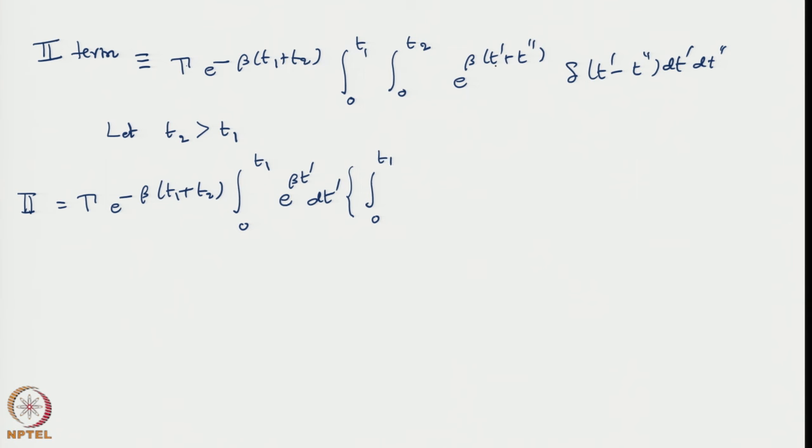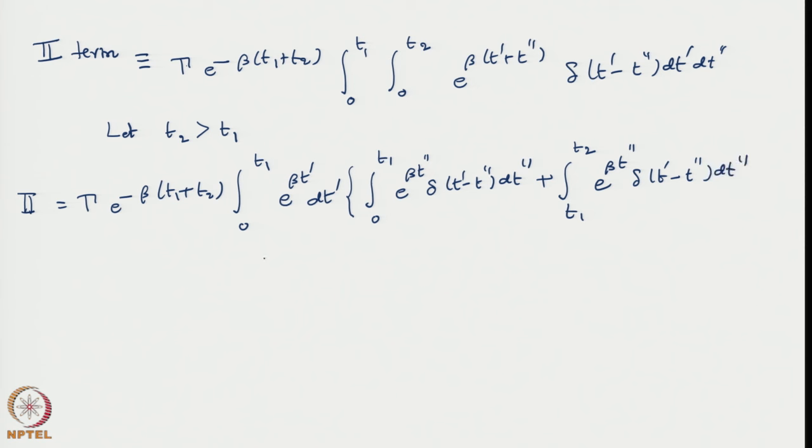first of whatever is there, that is e to the power beta t double prime delta (t prime minus t double prime) dt double prime, and the second part will be t1 to t2, because t2 is larger, so it will be still a positive integral. It will be e to the power beta, same thing, t double prime delta (t prime minus t double prime) dt double prime, and this curly bracket closes here.